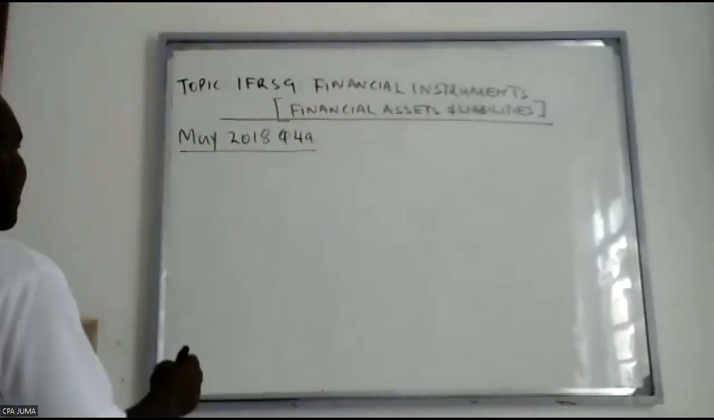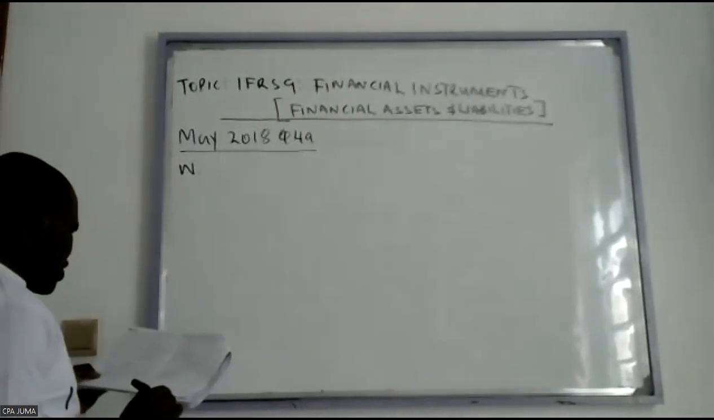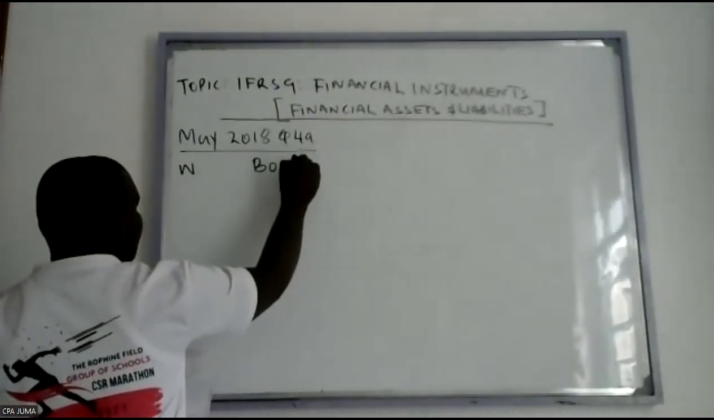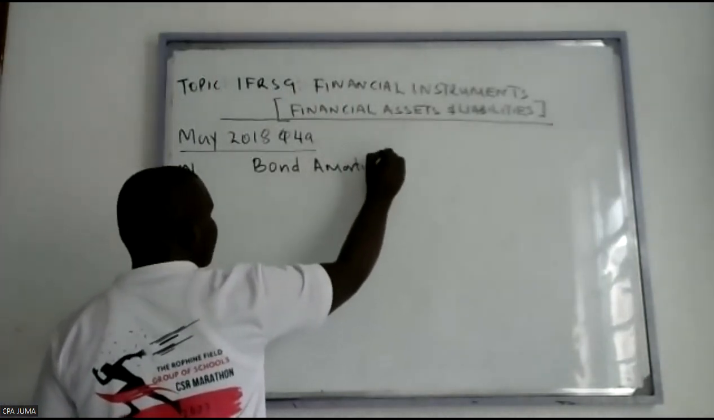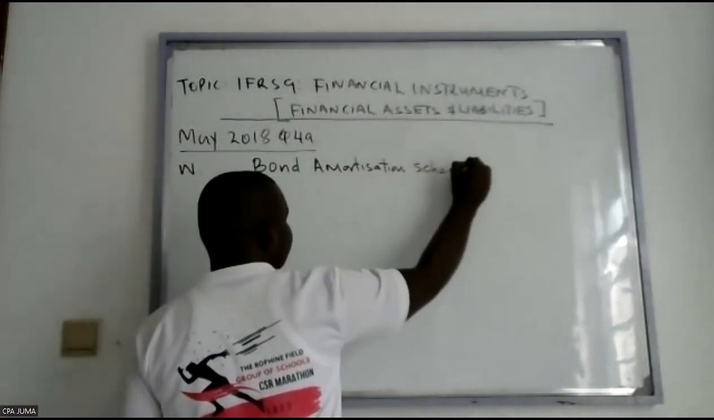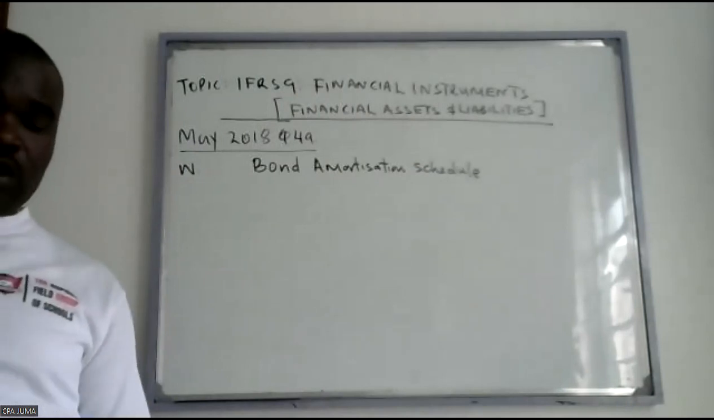So right there, let's have a working. You call it the bond amortization schedule.